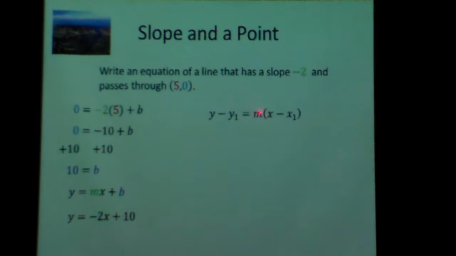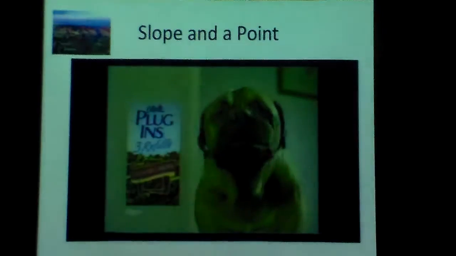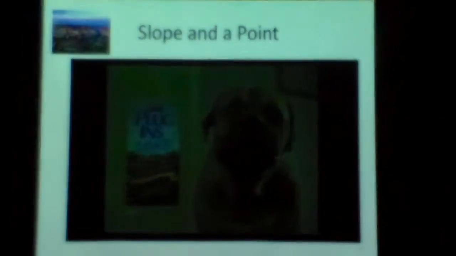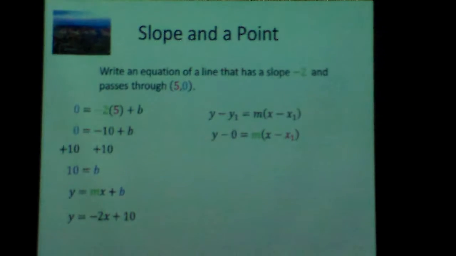So here we go. We have m and we have the x and the y just like we did over here. Notice the y value is 0, the x value is 5, and the m value is -2. We plug those values in. I'm going to take the -2 times the x, and y minus 0 is just going to make it y. And then -2 times x is -2x, and then -2 times the -5 makes a +10.